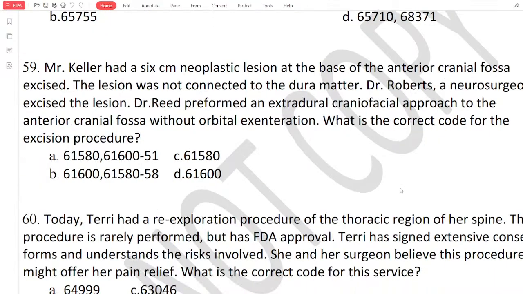59. Mr. Keller had a 6 centimeter neoplastic lesion at the base of the anterior cranial fossa. The lesion was not connected to the dura mater. Dr. Robert, a neurosurgeon, excised the lesion. Dr. Reed performed an extradural craniofacial approach to the anterior cranial fossa without orbital exenteration. What is the correct code for the excision procedure?